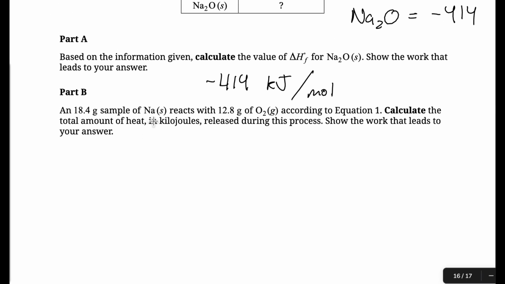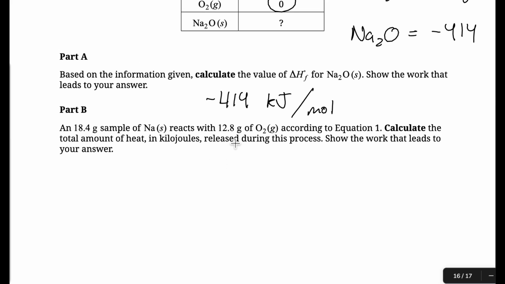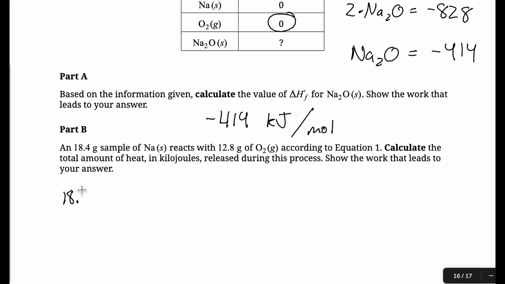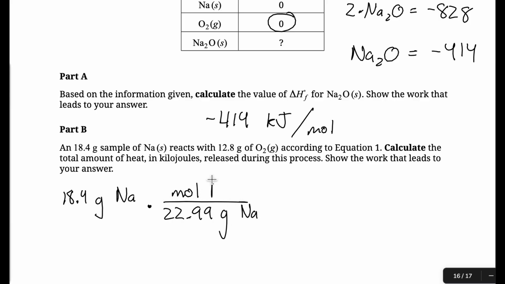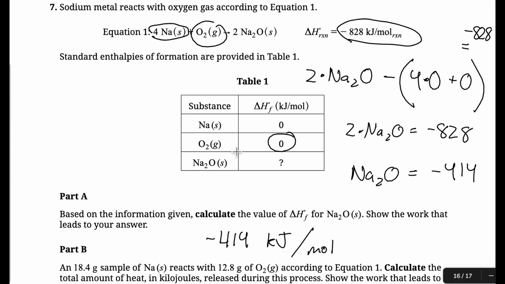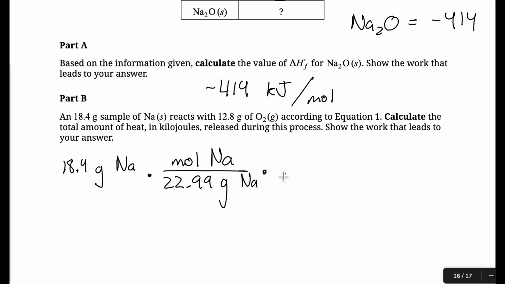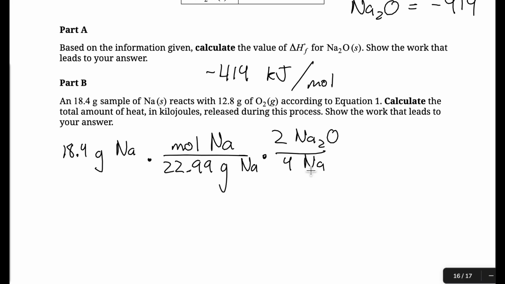Part B says an 18.4 gram sample of Na solid reacts with 12.8 grams of O2, according to equation 1. Calculate the total amount of heat released during the process. So first we need to see which is the limiting reagent. We're going to do 18.4 grams of Na times 1 mole per 22.99 grams of Na. And then we also have that there are 4 moles of Na per 2 moles of Na2O.